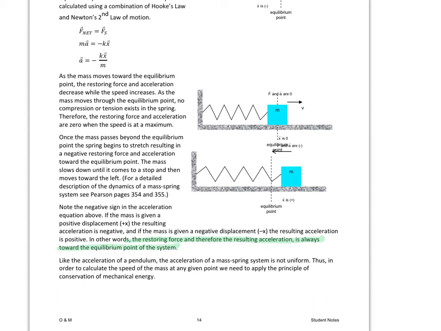Like the acceleration of a pendulum, the acceleration of a mass spring system is not uniform. Therefore, again, we cannot use those velocity formulas for kinematics. So in order to calculate the speed of a mass at any given point, we need to apply the principle of conservation of mechanical energy.